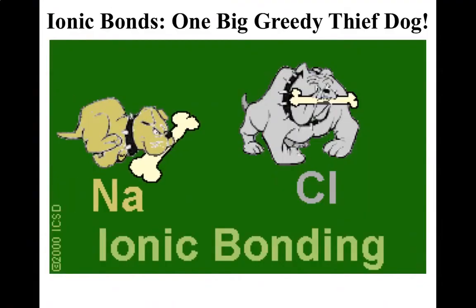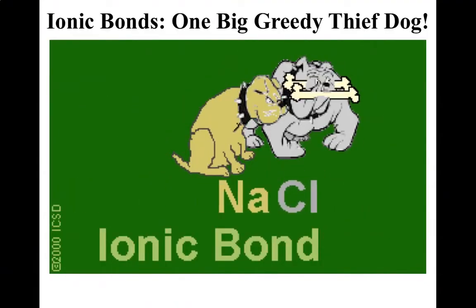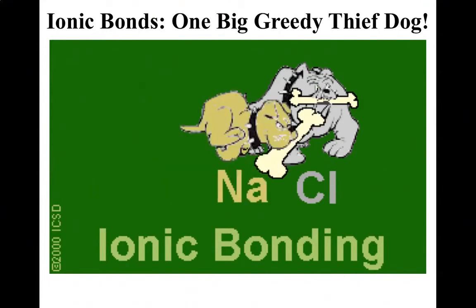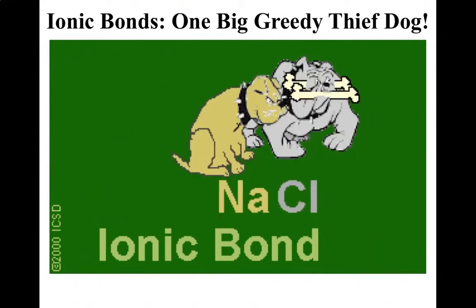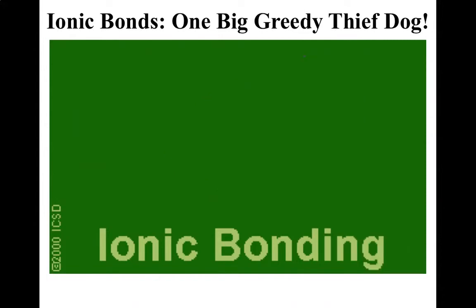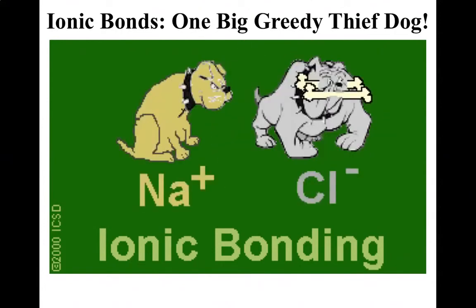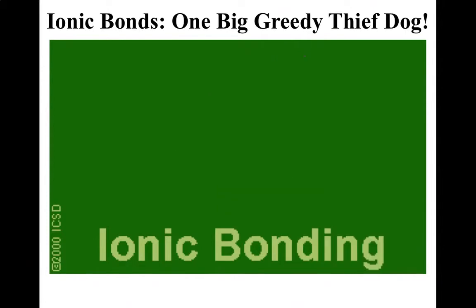Here's another way to think about it. You can think of ionic bonds as one big greedy thief dog. They come in and they snatch the bone of the weaker dog, and because the stronger dog now has the weaker dog's bone, he kind of hangs out around that dog to make sure and hopefully at some point get it back. So there's a give and take. There's an exchange of electrons, a mutual exchange of electrons that happens.